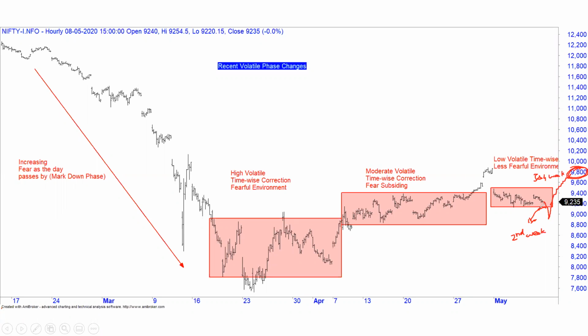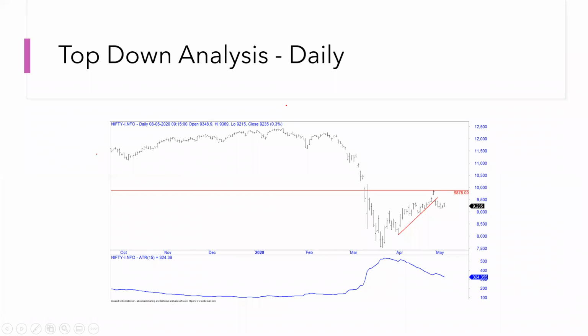Right. So I'm just looking for a knee-jerk reaction followed by a pullback. Probably that could target in the second half towards the 9,800. Let me tell you why. There is a lot more evidence I had collected, a lot more data points I had collected.